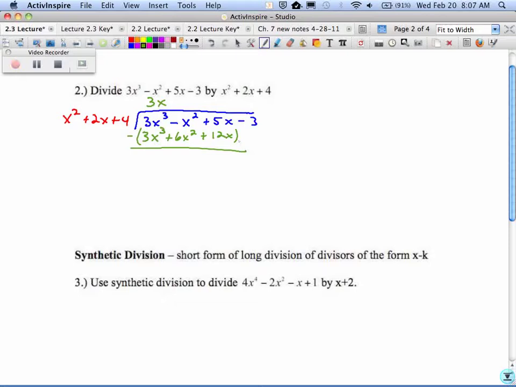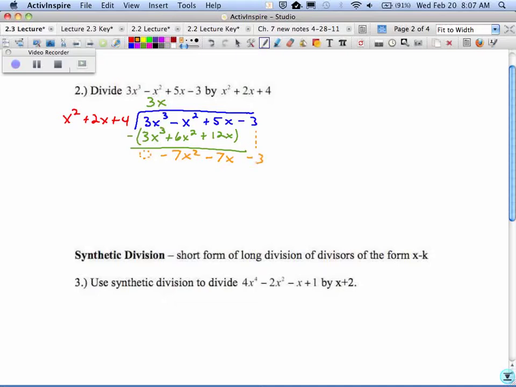So 3x cubed minus 3x cubed is 0. We want that every time. If you subtract and you don't get 0, you've done something wrong. What's negative 1 minus 6? Negative 7. What's 5 minus 12? Also negative 7x. Bring down the 3.